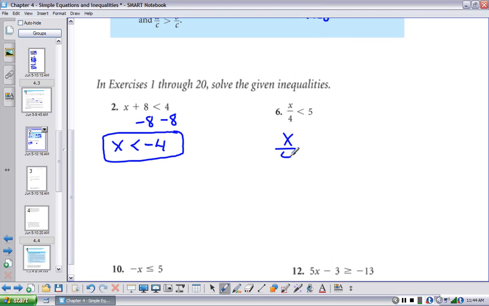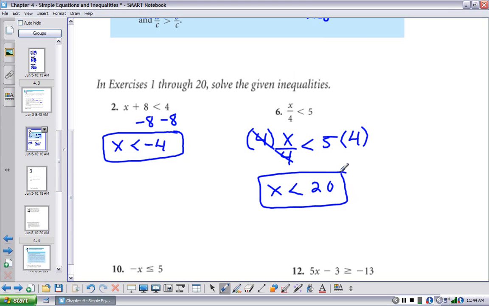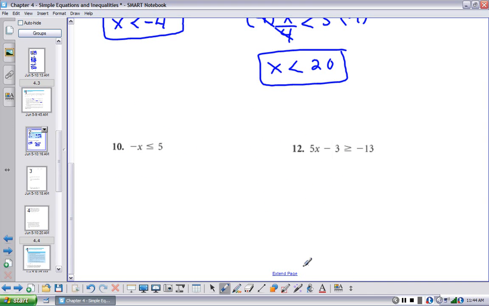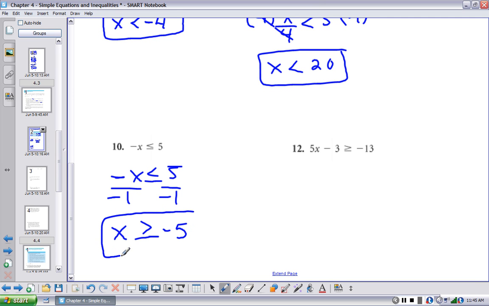Here I have x over 4 is less than 5. I need to get x by itself, so I multiply both sides by 4. Notice, I'm multiplying by a positive 4, which means that this is going to stay less than. Now in number 10, we have negative x is less than or equal to 5. In order for me to get x by itself, I need to divide by -1. But when I divide by -1, the direction of this inequality reverses. I say divide by -1, but you could have multiplied by -1. In either case, the direction of the inequality changes from less than or equal to, to greater than or equal to. And 5 divided by -1 is -5.